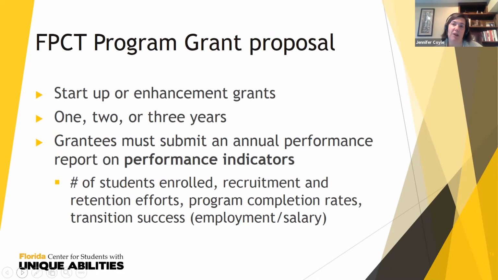So when you're thinking about your grant proposal, you can do that as a startup, so starting up with a new program or enhancing a current program. Those grants can be up to 3 years. And the biggest piece of your grant is that you have to submit an APR, an annual performance report, every year on performance indicators. And these are the things, again, that you talked about: how you're going to collect information on that in your application. You also have that information from your tool.